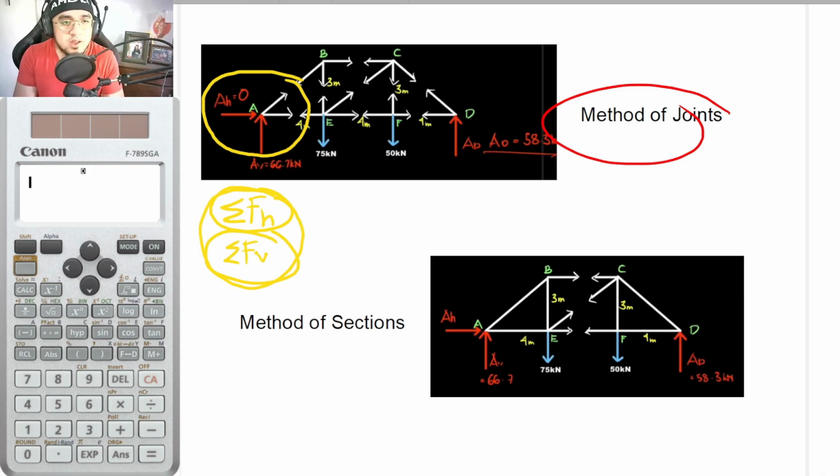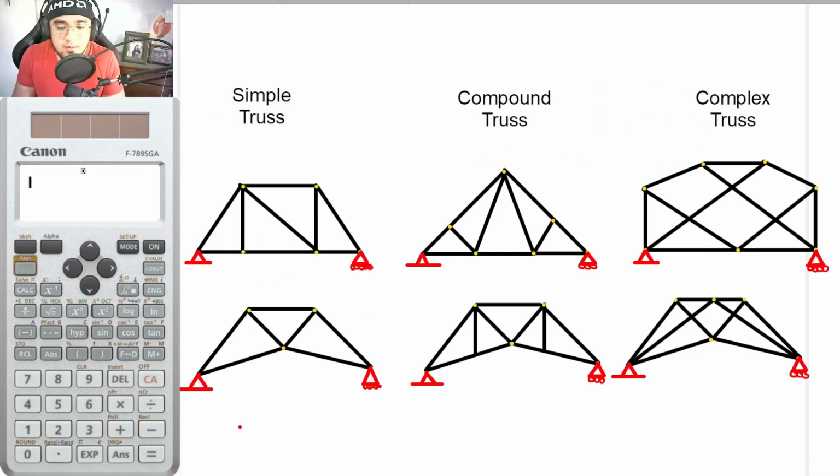So what is a simple truss? When we say simple truss, it means these are trusses with members set up in a triangular manner. So in this case, we have this triangle here, followed by this triangle here, then this triangle here, and this triangle here. And as per the name itself, it is just a simple one. For compound trusses, these are trusses with two simple trusses joined together.